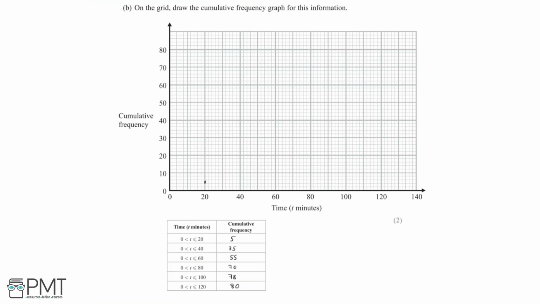And so the next upper bound is equal to 40, and so we can plot this against the cumulative frequency to plot a point of 40, 35. The next point we'll plot is 60, 55. Then we'll plot 80, 70. Next we'll do 100, 78. And finally we'll plot the coordinates 120, 80. And to complete our cumulative frequency graph, we need to join these points together, starting from the origin.